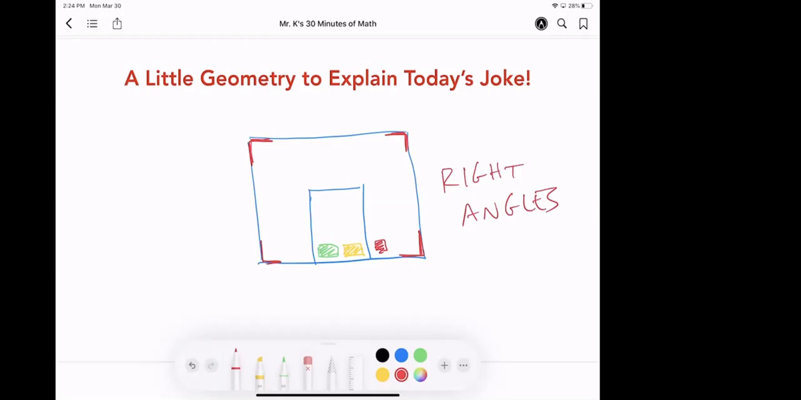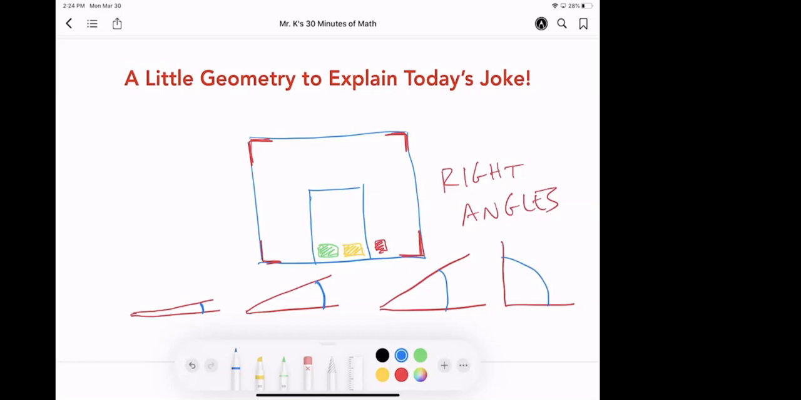Now, the joke was talking about being really warm, 90 degrees, but we use degrees also to tell us how big an angle is. And when I mean big, I mean here's a tiny angle. And what we're talking about is the distance between the two parts of the angle, right there. That would be a small angle. This would be a somewhat bigger angle. And they can keep getting bigger. Bigger. Now this is a right angle. A right angle, that's what we're talking about in the drawing.